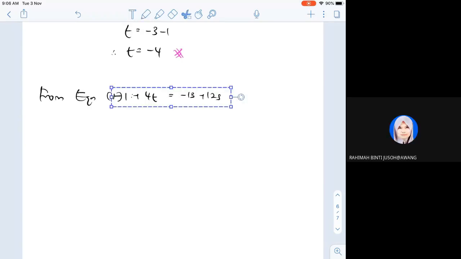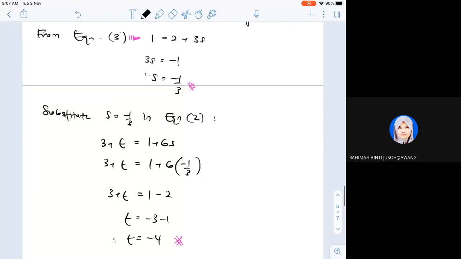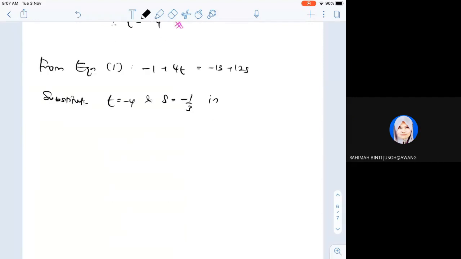We have this, okay? Substitute t equals to negative 4 and s equals to negative 1 over 3, tadi, in equation 1. Kita tengok dia sama ke tak sama? Sama ke tak sama ni?